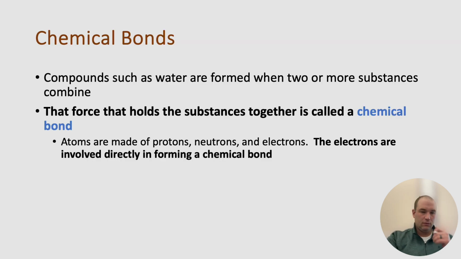So even though we are breaking it down, it's still considered a compound because we're breaking it down by chemical means. So that leads us to chemical bonds. Compounds such as water are formed when two or more substances combine. The force that holds these substances together is called a chemical bond.